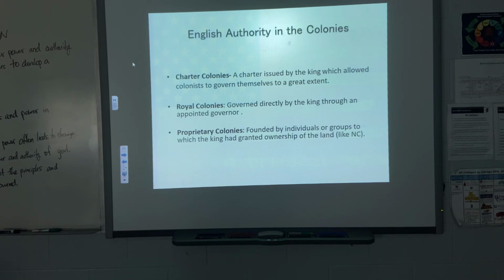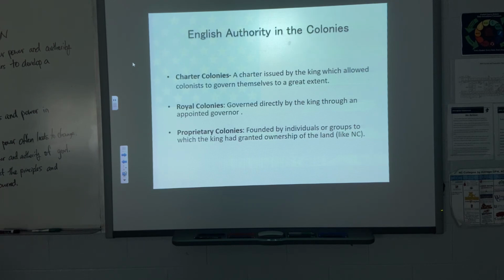Okay, proprietary colonies were founded by individuals or groups to which the king had granted ownership of the land. So basically the colony would be fragmented up, let's say 4 or 5 regions, and 4 or 5 of the king's cronies, we say friends, would be allowed then to basically run that particular region.